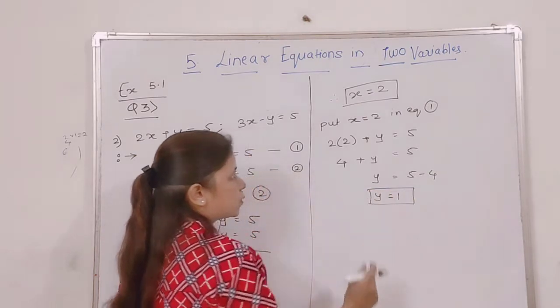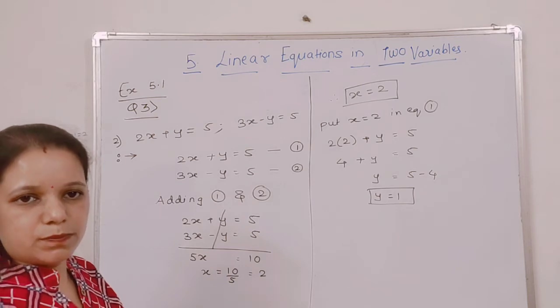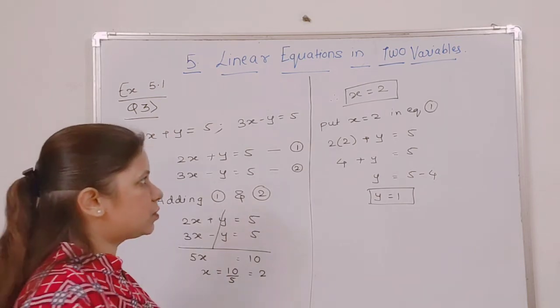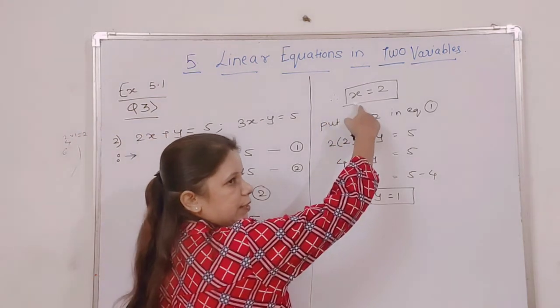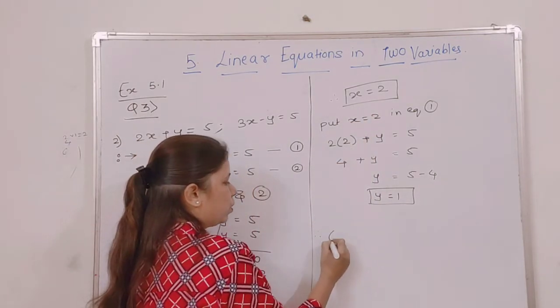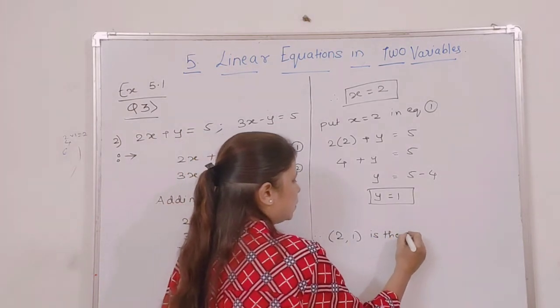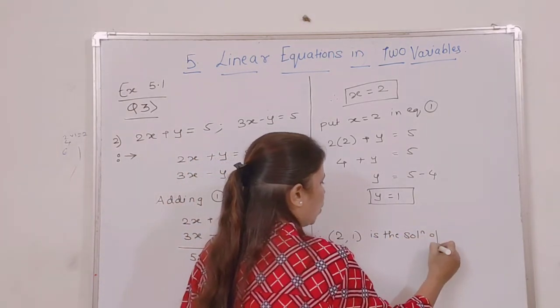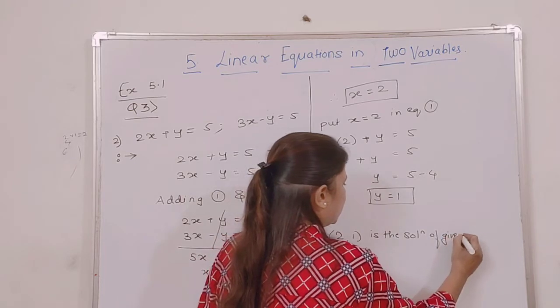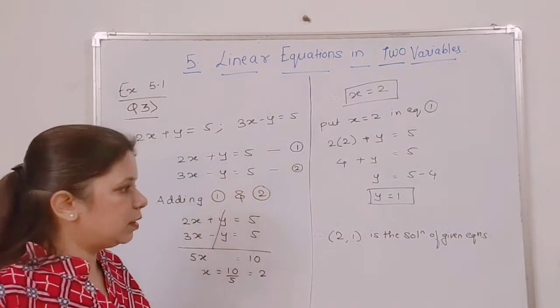We will just box the values. So after solving the entire equations, we have come to a solution x equal to 2, y equal to 1. Therefore, (2, 1) is the solution of the given equations. Okay, please note down.